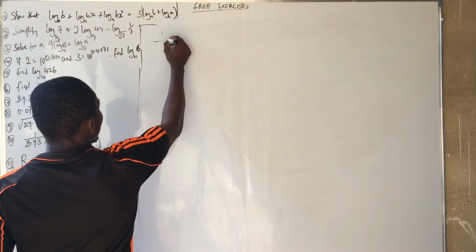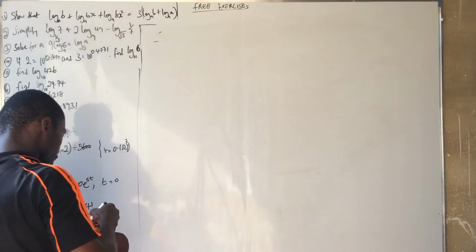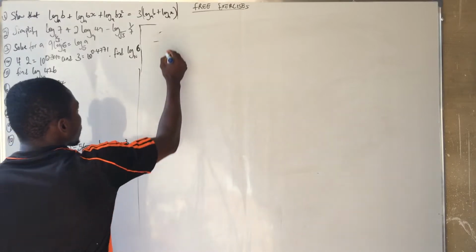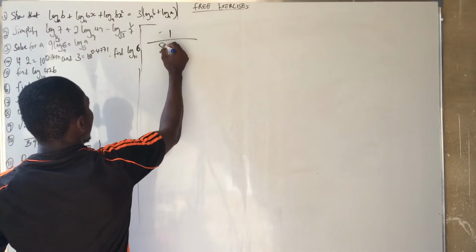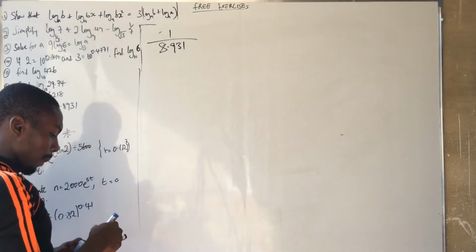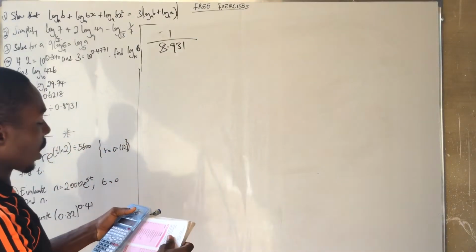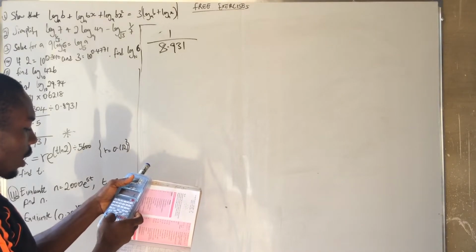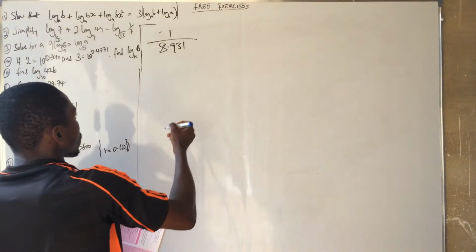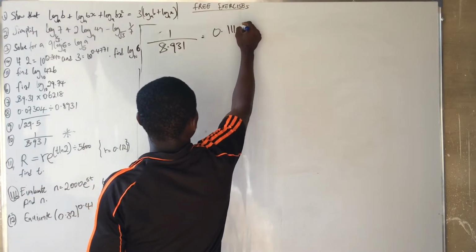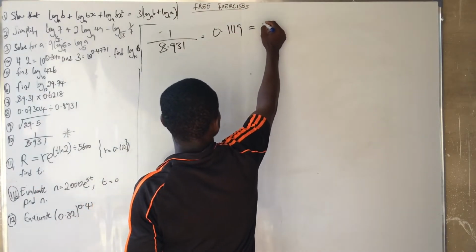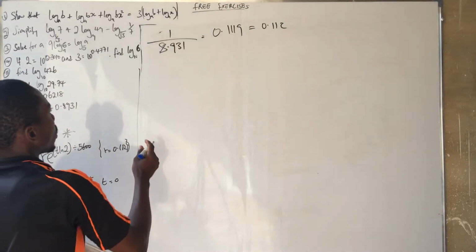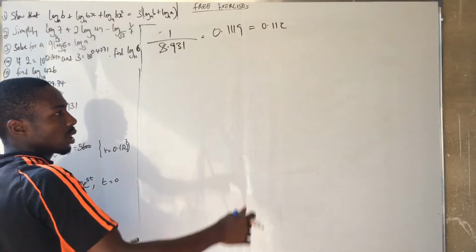Number 10 says 1 over 8.931. So we're quickly going to punch this in the calculator to know what it's going to give us. 1 divided by 8.931 is going to give us 0.1119, to 3 decimal places, 0.112. So now I'll solve this using logarithm.